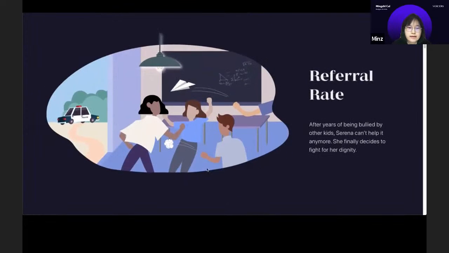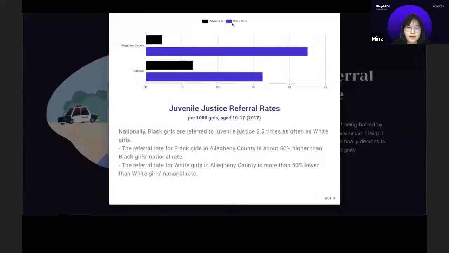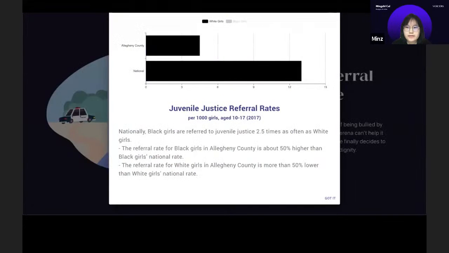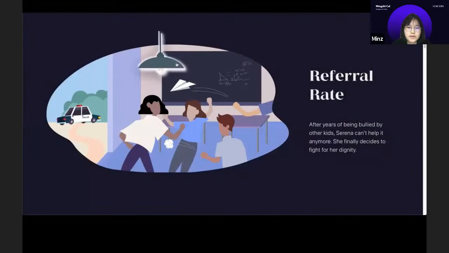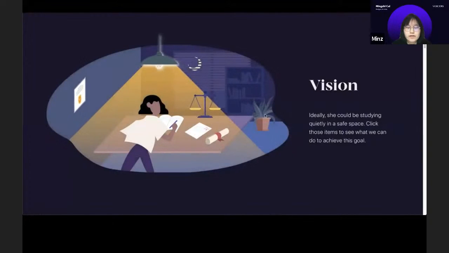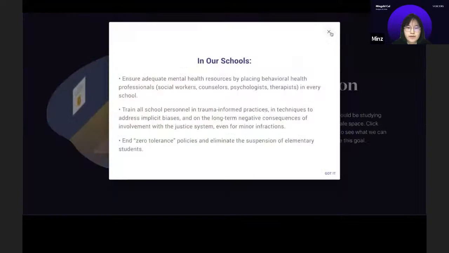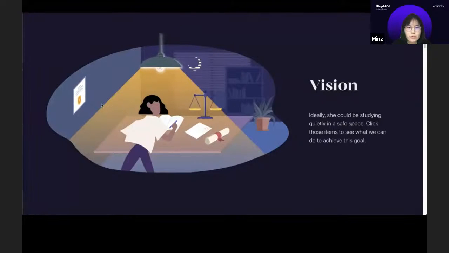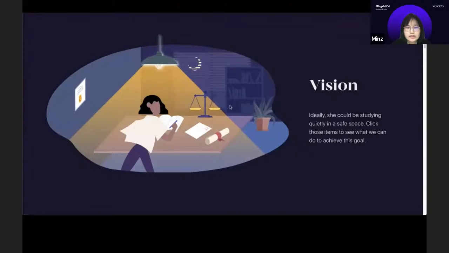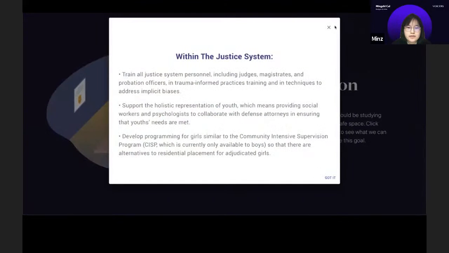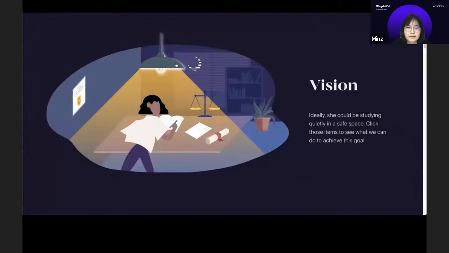In the referral scene, you can see the referral and bullying data after clicking the police car and the paper plane. Once you click the light, an ideal image of the Black girl quietly studying will replace the fighting scene. But to achieve this goal, we need the school, the police, and the justice system to provide solutions to make the changes. After you click those items, related solutions will be provided. At the same time, we keep the pose and position of the girl the same to maintain the consistency and exaggerate the contrast.